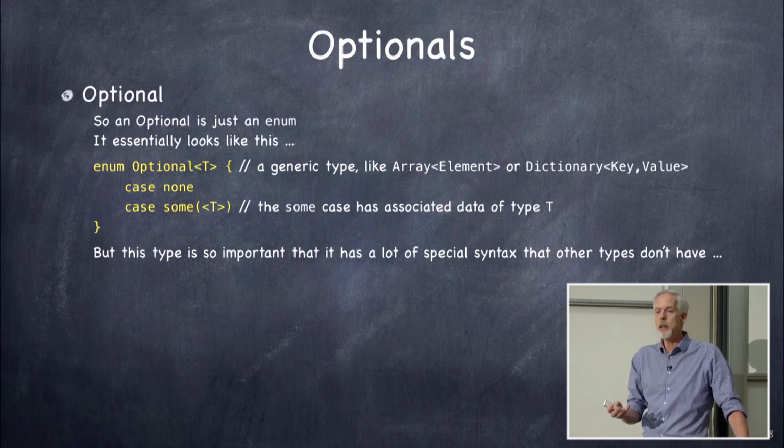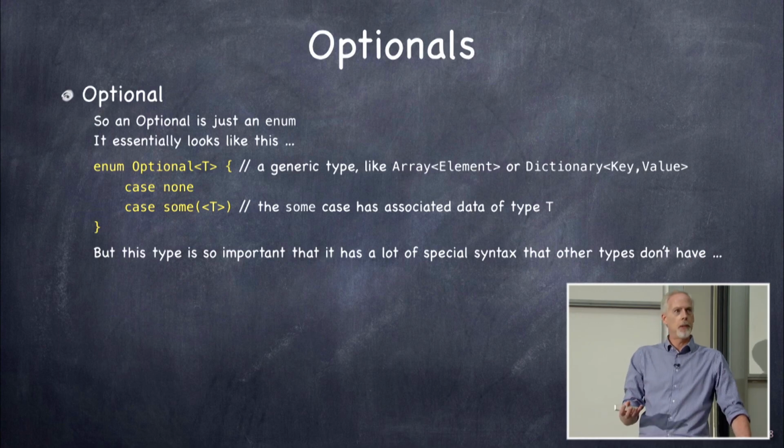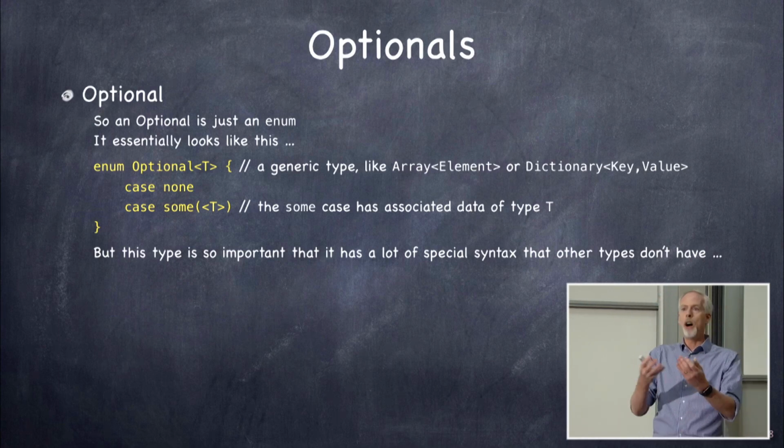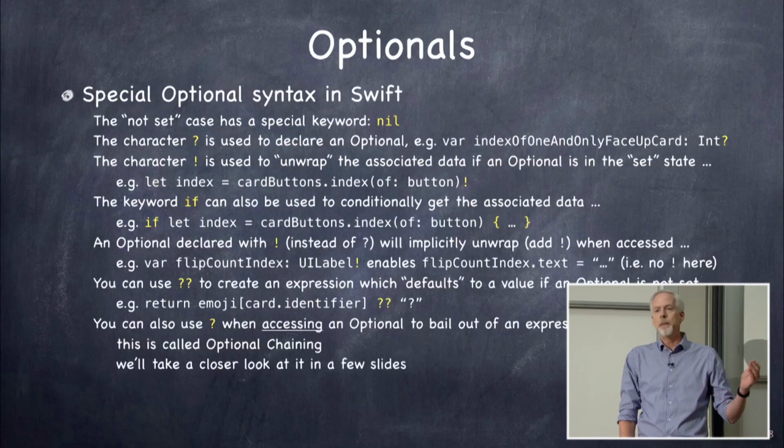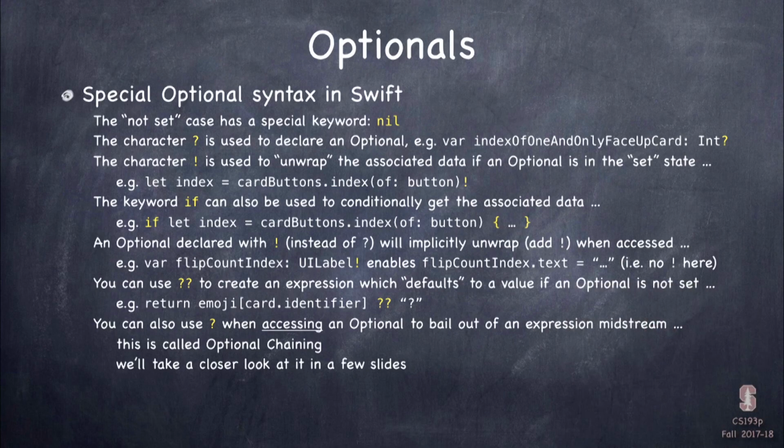The case none, which is not set, nil. And the case some, in which case it has some associated data of that type. So an optional int, that would be an int. So that's it. That's what an optional is. Now, why didn't they just leave it an enum? Well, God, can you imagine every time you want to unwrap an optional, you're having to switch on that thing and case some, get the associated data? That would be so much typing.